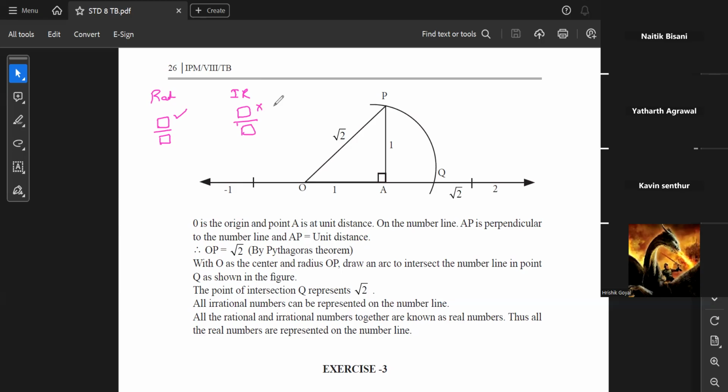Very simple language. So if I'm just simply asking you, 0.3333333 recurring. Now, is this number a rational number or irrational number? Type your answer in the chat box.